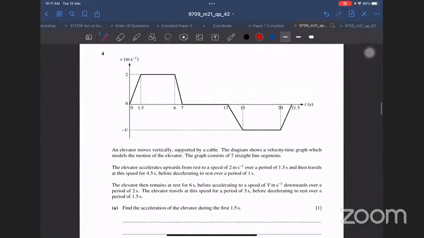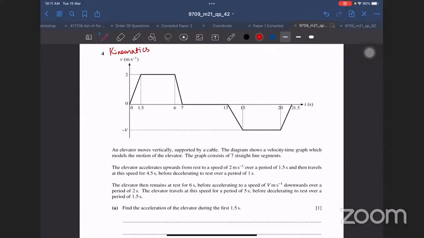This question is kinematics. It says an elevator moves vertically supported by a cable. The diagram shows a velocity-time graph, which models the motion of the elevator. The graph consists of 7 straight line segments.